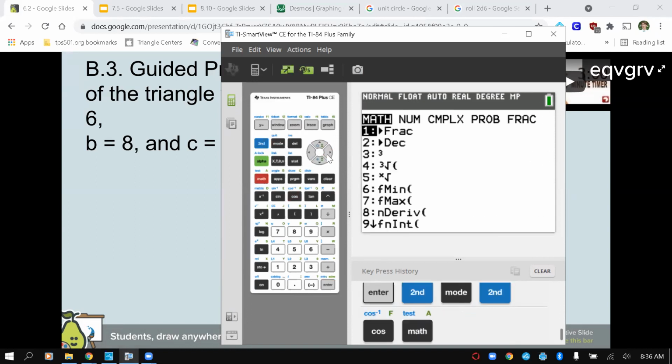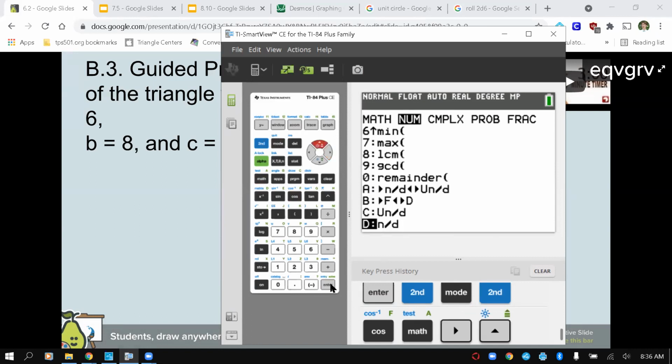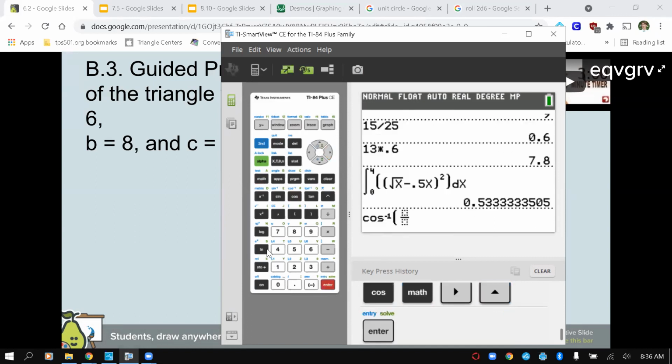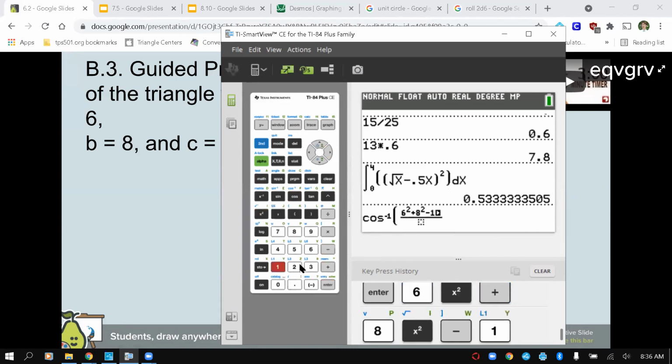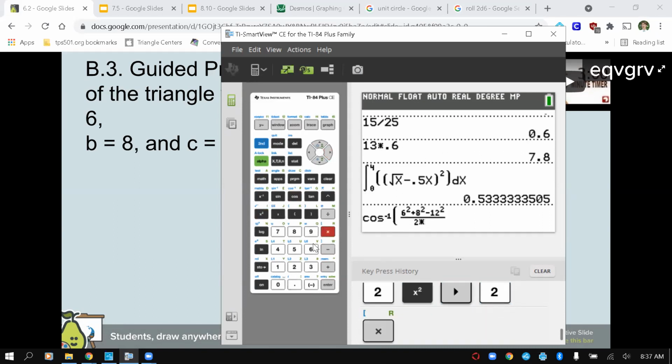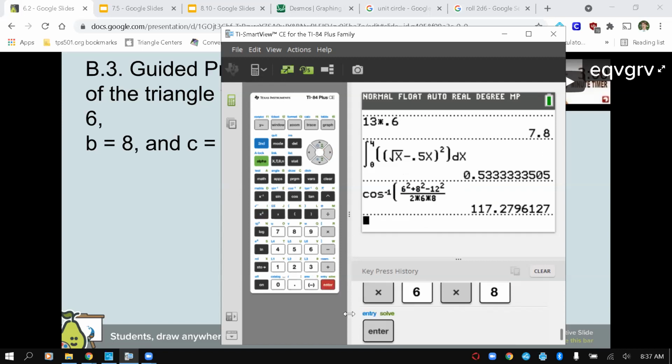Okay, now I'm going to do math, go to number, down, fraction of 6 squared plus 8 squared minus 12 squared over 2 times 6 times 8. 117.2796, so about 117.28 degrees.